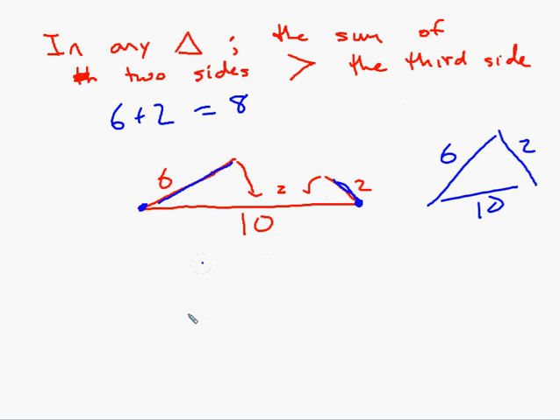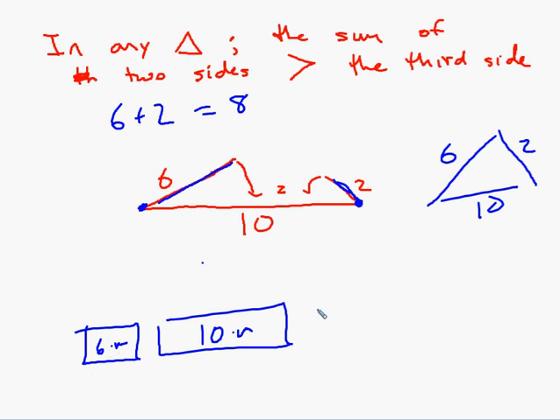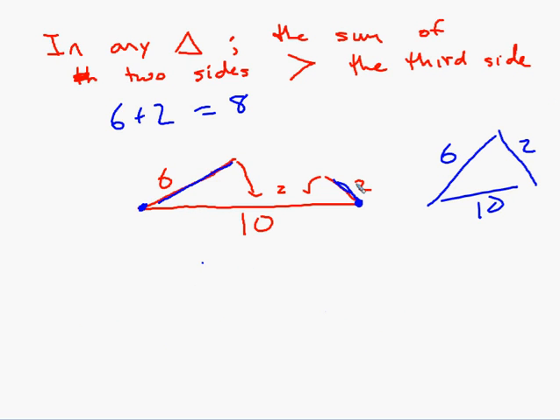If you don't believe me, take a piece of wood that's 10 inches long and attach to it on a hinge a piece of wood that's 6 inches long, and then over here another piece of wood that's 2 inches long on a hinge, and see if you can get these to meet in a triangle. You wouldn't be able to. You would not form a triangle. They'd just lie flat and be dangling there. So it would not work out.